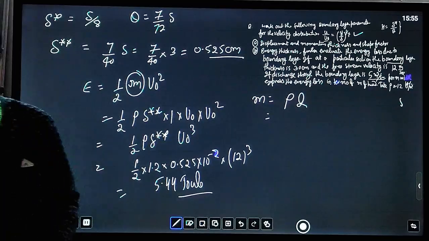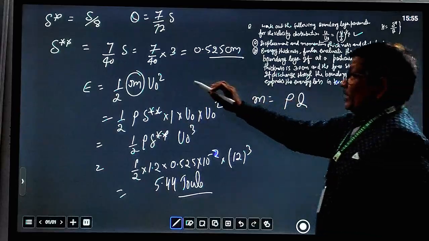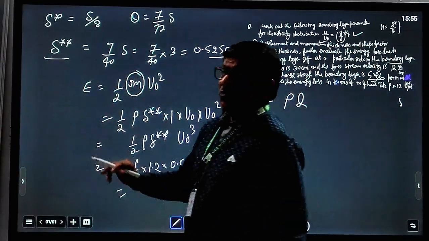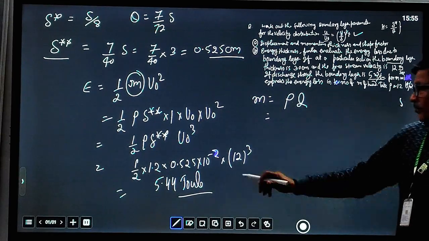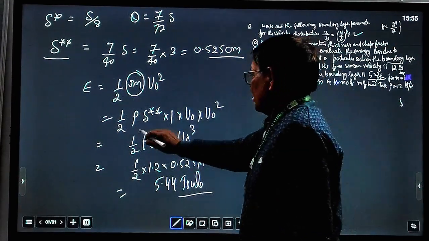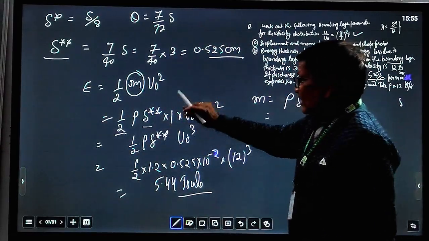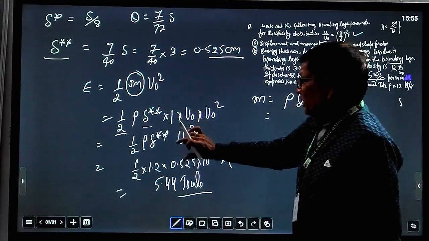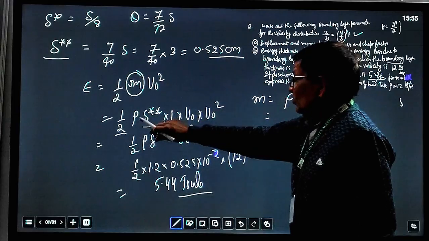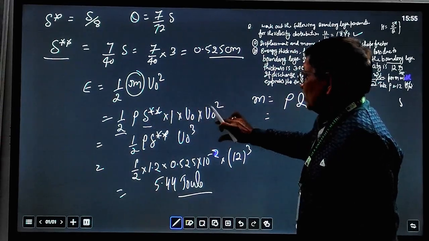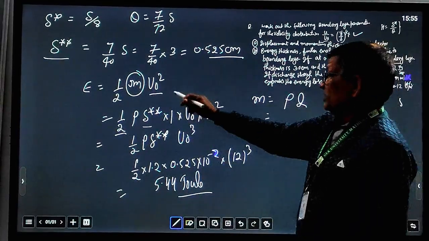This is the energy displaced beyond the boundary layer. This is the concept: once we get the energy thickness, how much energy is flowing beyond the boundary layer we can calculate by using this equation. 1 by 2 rho, energy thickness, and the width of the plate, that is 1, and velocity make a volume, and rho makes a mass, giving 1 by 2 m v square. The free stream velocity is used, because beyond the boundary layer the velocity is the free stream velocity.